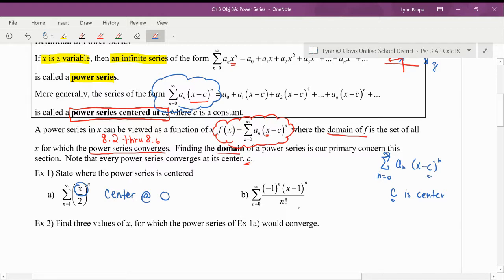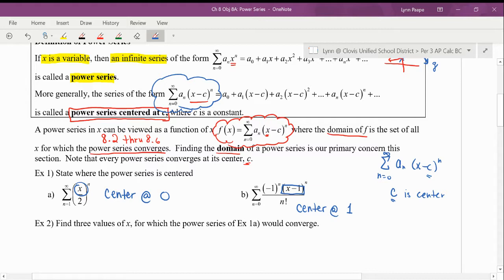For this one right here, I want to find the center. So I'm looking here to see where my X term is. What am I subtracting from X? I'm subtracting 1. So my center would be 1. That is all that question is asking.